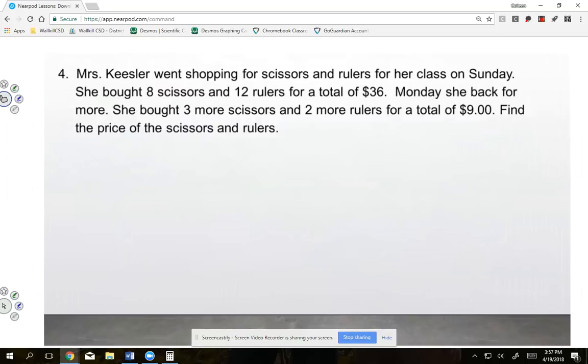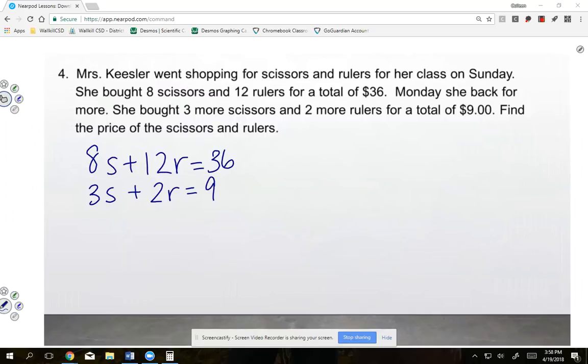We have scissors and rulers, so let's use S and R. We start with 8S plus 12R equals $36. That was her first trip. Her second trip, she bought 3 more scissors and 2 more rulers for a total of $9.